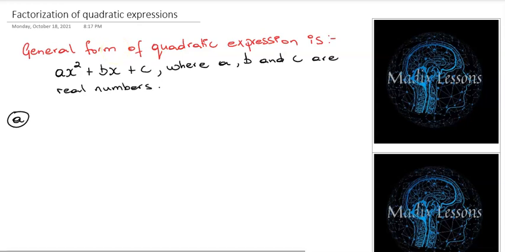The first question, the expression that we're going to be factorizing, is x squared plus 7x plus 6. All right. So what we're going to be doing, guys, we're going to be showing you all the steps involved in factorizing this. All right. So here we go, guys.